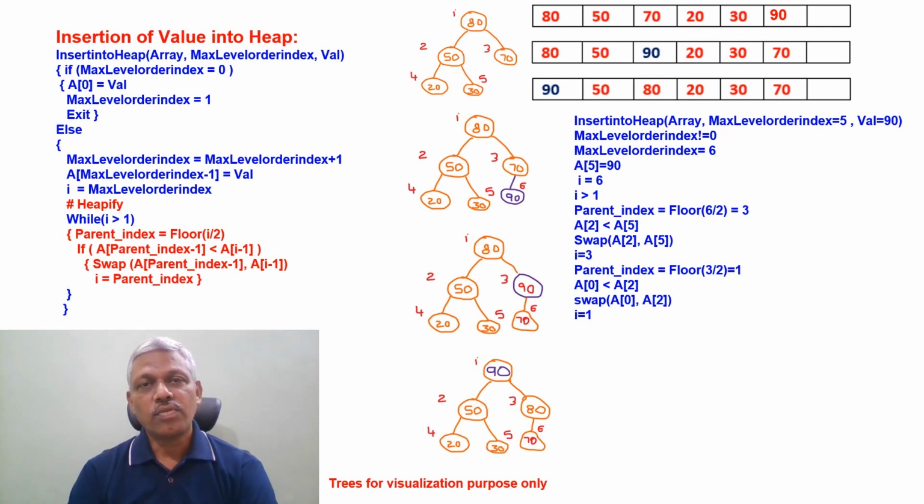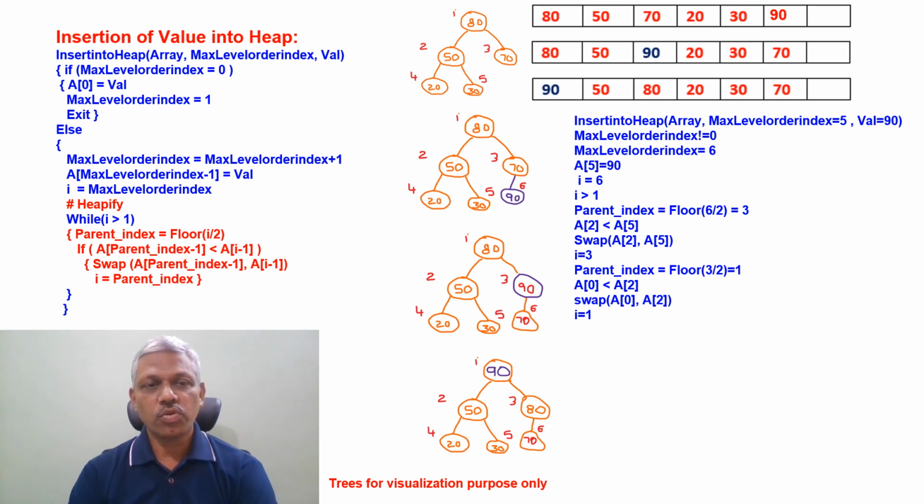We do this while I is greater than 1. As long as I is greater than 1, the parent index is identified. So when a new node is added at the last, we need to check whether this is less than the parent value or not. So we need to identify the parent node. What is the parent node? Floor of I by 2. Floor of I by 2 gives us the parent value.